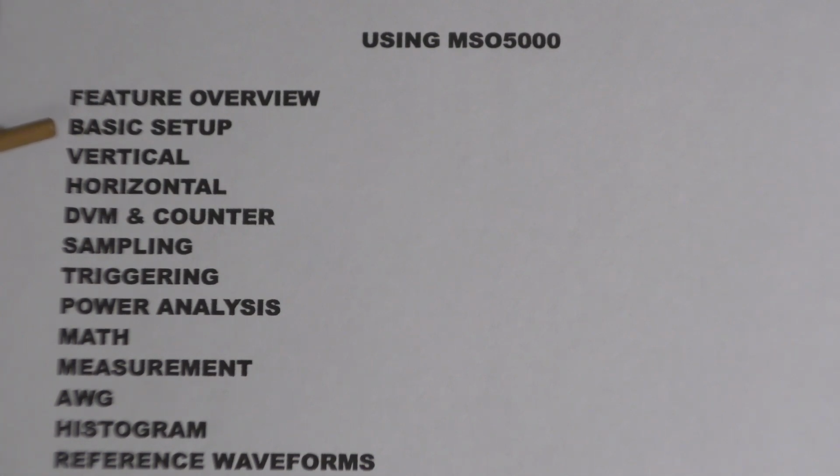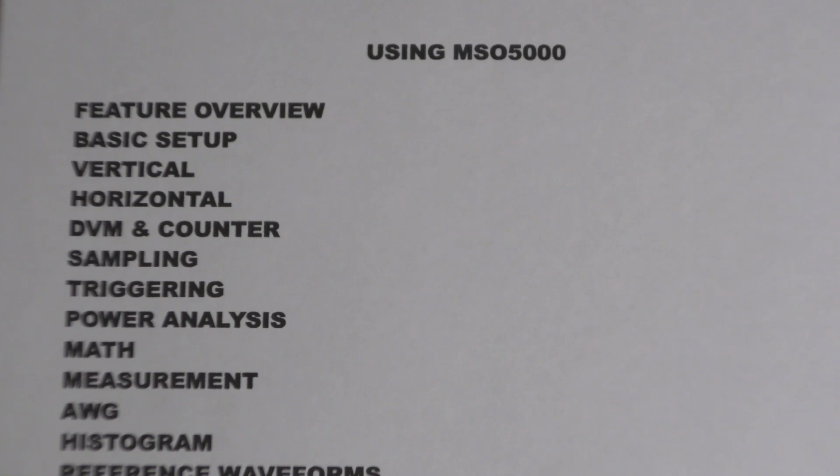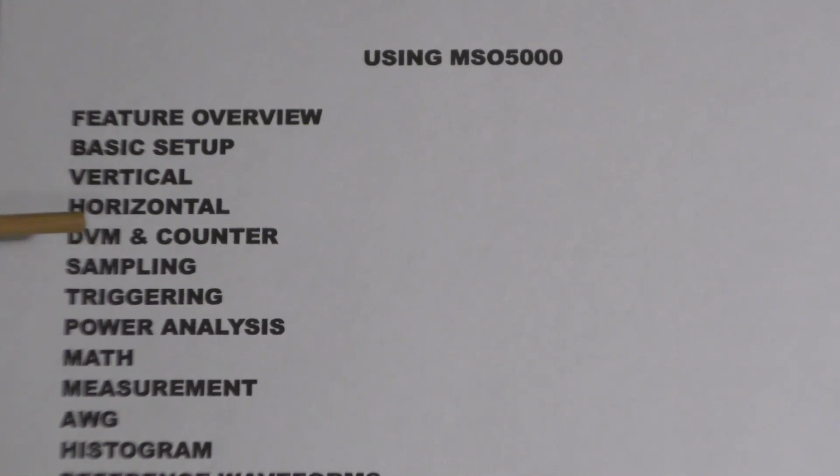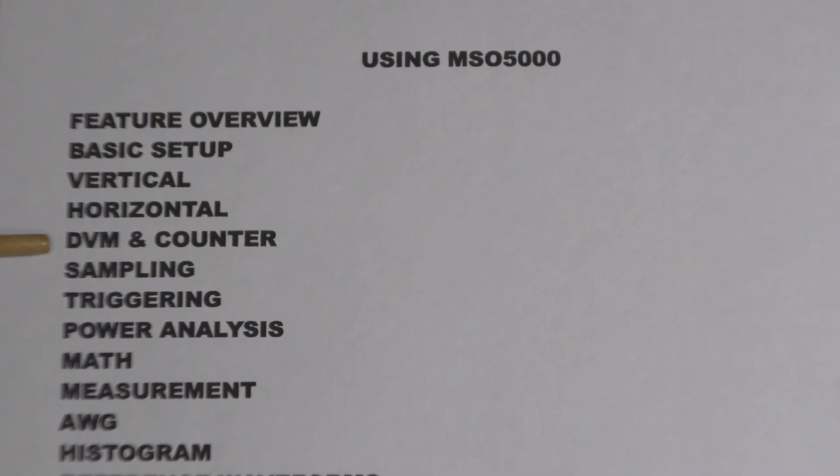Then I'm going to start on a series of videos that begin with basic setup of an oscilloscope, and I'll be using the 5000 as the example. Then we'll look at the vertical section, the horizontal section, and then a couple of the features, and this is sort of a spoiler alert for the features overview. The 5000 contains a digital voltmeter and a counter that you can turn on, and we'll look at those. Then, one of the important areas that doesn't get a lot of attention is the whole idea of sampling and its effect on what you can see and what you can't see on an oscilloscope.